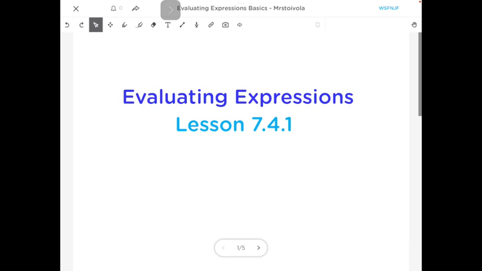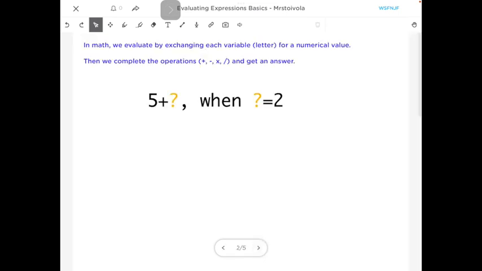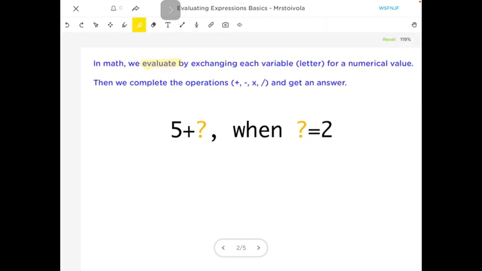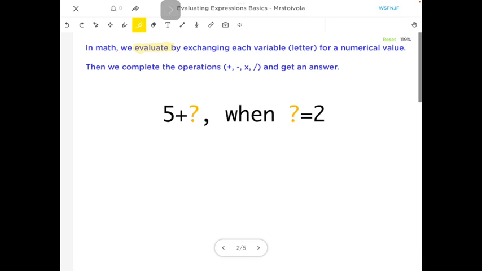Today we are evaluating some basic expressions. In math, we evaluate by exchanging each variable or letter for a numerical value. So we're changing the letters or the symbols into actual numbers. Then we complete the operations, plus, minus, times, or divide, and get an answer.